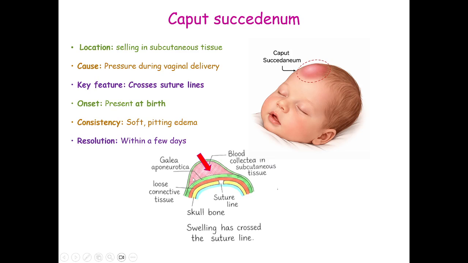So in this picture you can see development of the swelling in the second layer. This is the skin above and this is the galea aponeurotica. In between you can see the collection of, not blood exactly, it could be any kind of fluid. This will be transudate most of the time, and it will be resolved within a few days. That is caput succedaneum.